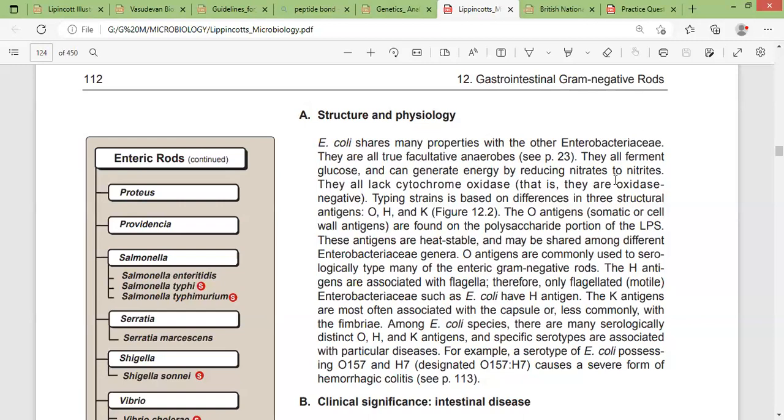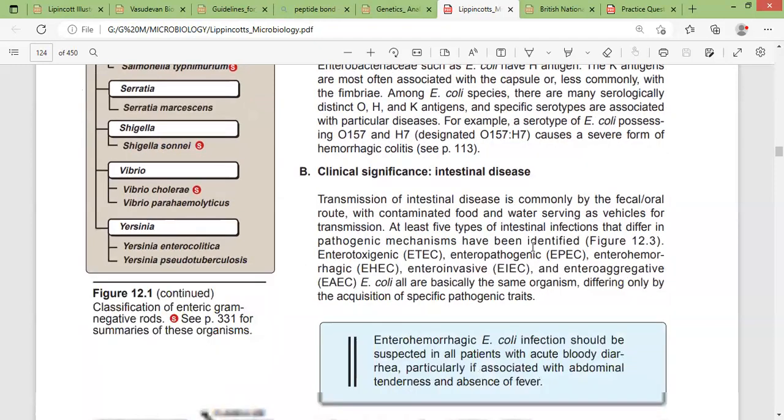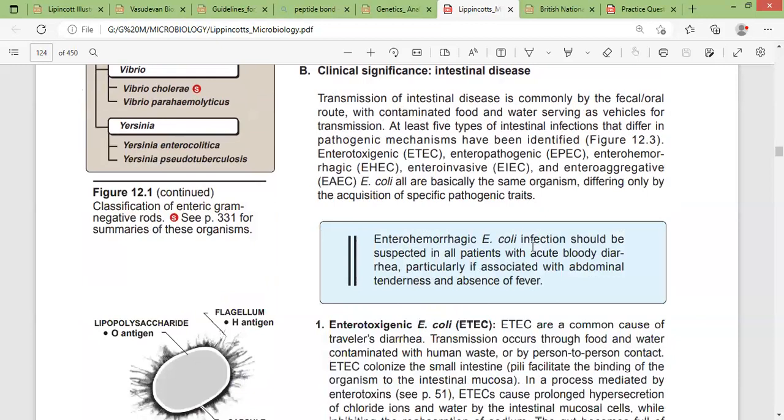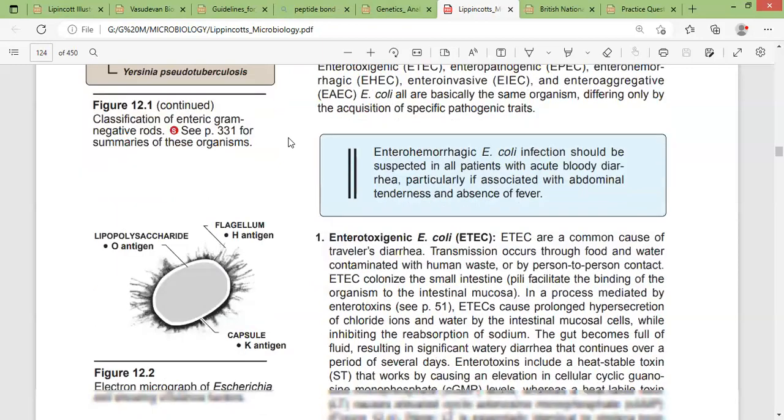So how do we identify or name the strains? It's based on the antigens, O, H and K. We won't go so deep, but just know it's based on those antigens. That's why you see designations like O157:H7. Looking at its significance, there are 5 types of E. coli. We classify them based on intestinal infection: enterotoxigenic, enteropathogenic, enterohemorrhagic, enteroinvasive, and enteroaggregative. It's the same E. coli, but we classify them based on how they attack us humans.